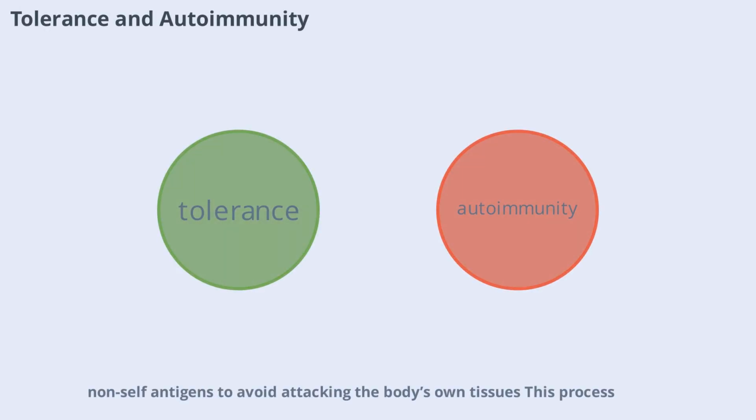The immune system must distinguish between self and non-self antigens to avoid attacking the body's own tissues. This process, called tolerance, is established during immune cell development. When tolerance fails, the immune system may mistakenly target self-antigens, leading to autoimmune diseases. Understanding antigen processing and presentation helps researchers develop therapies to restore tolerance and treat autoimmunity.